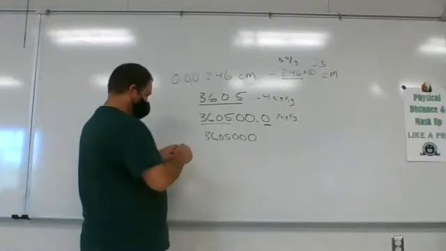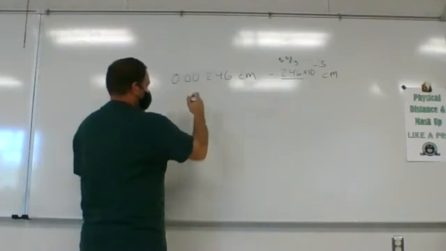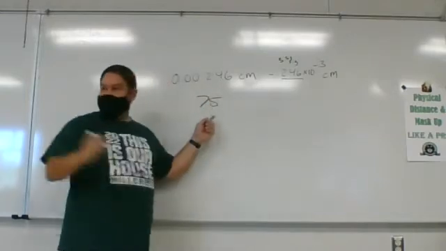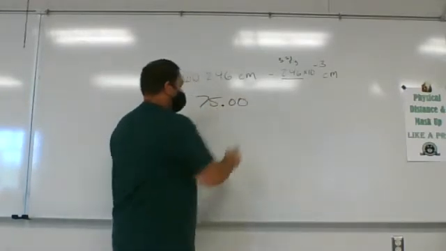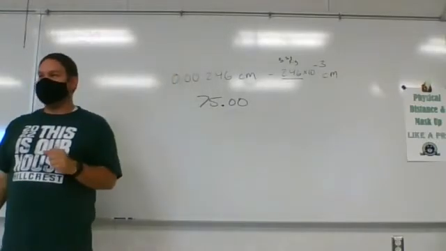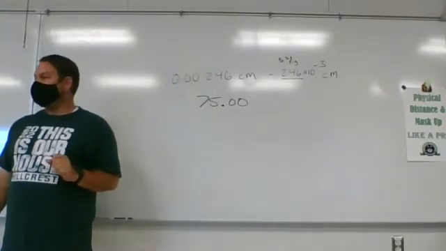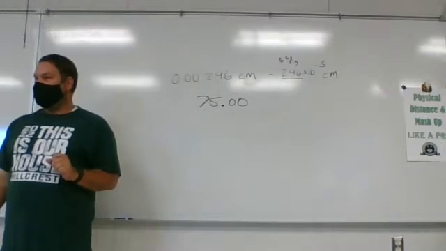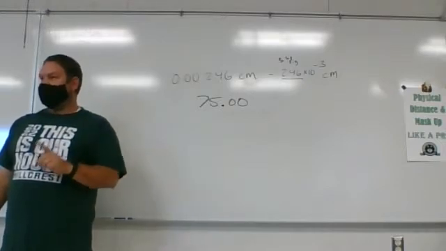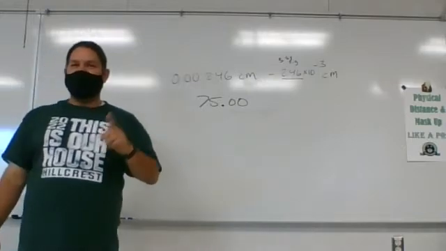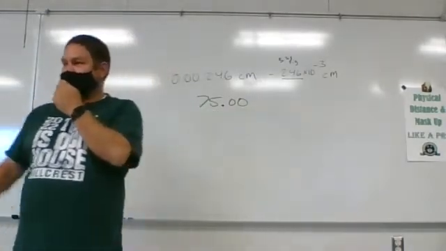75.00, are both the zeros at the decimal place significant or just the first? Let's do that. So 75 and then just 00. Okay. Is there a decimal place? Yeah. It's represented. Those are significant. Okay. It doesn't matter where the decimal place is located. If there's any decimal place indicated, zeros at the end have to be significant.